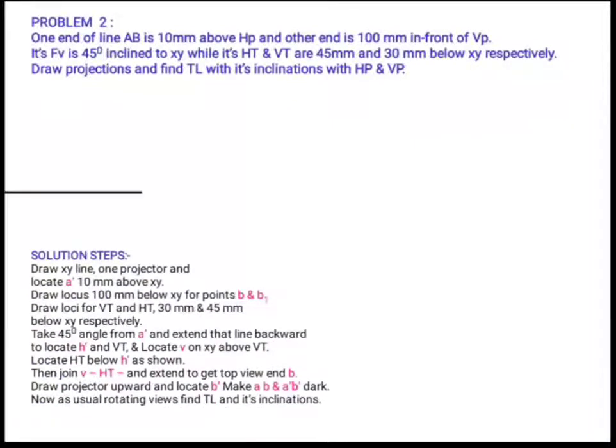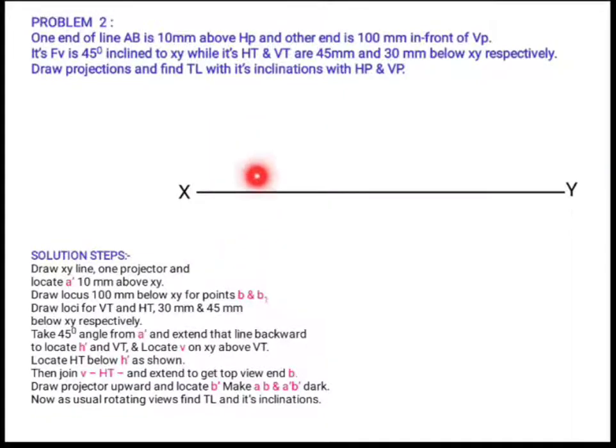See the solution. Start from the XY line. The given dimensions are: one end of the line AB is 10 mm above HP. 10 mm above HP means 10 mm above the XY line will be the point A dash. So at a convenient point you can draw the vertical projector, mark 10 mm on that line above the XY line, and this intersecting point can be marked as A dash.